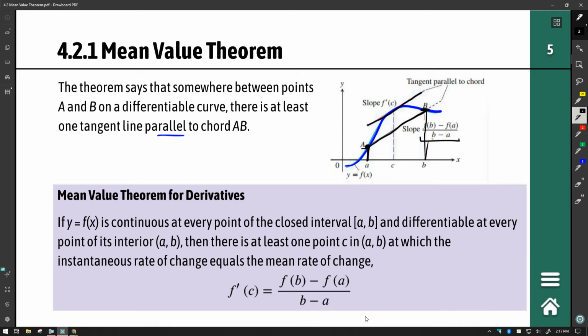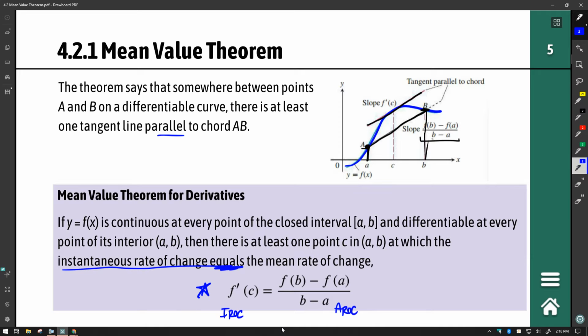Here it is more formally. If y equals f of x is continuous at every point of the closed interval a to b and differentiable at every point of its interior, the open interval from a to b, then there is at least one point c in the interval a to b at which the instantaneous rate of change equals the mean rate of change. In other words, it's this formula: the instantaneous rate of change, f prime of c, is equal to f of b minus f of a over b minus a. This is the IROC, instantaneous rate of change. This is the AROC, the average rate of change. The mean value theorem says that there's a place inside that interval where those two values are equal.